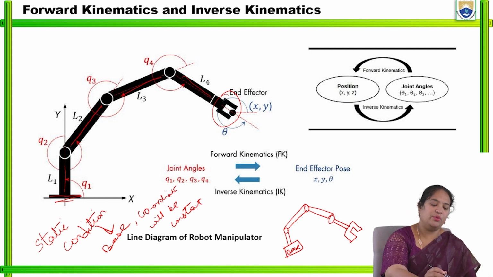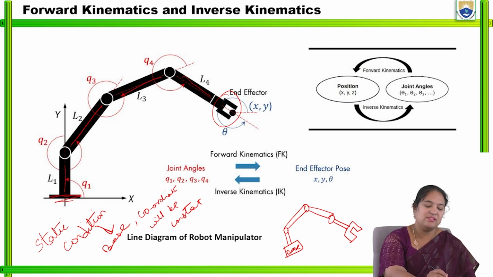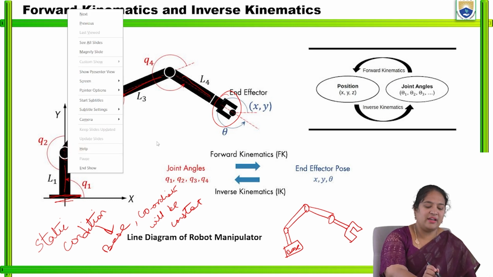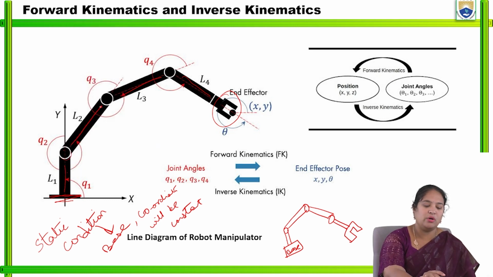So as I've told you, here this is the base. From the base to joint one, the length is L1, right? And again, from L1 to L2, the length is L2. This is for the second joint, and for the third joint, the length is considered as L3. For the fourth joint, the length is considered as L4.